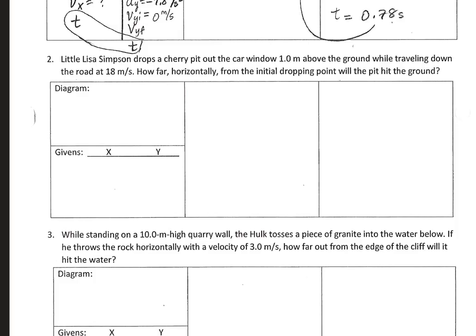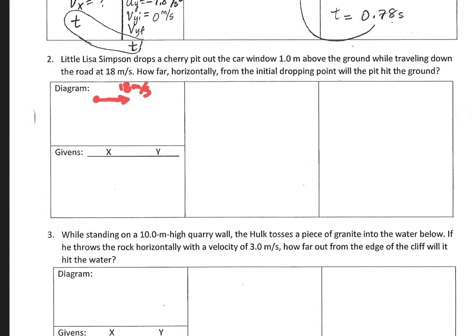We'll come back. Hey, Honors Physics, Mr. Hausman here. We're going to take a look at number 2 on page 6, horizontal projectiles. So we started this one the other day. What we're talking about here is we have a situation where a cherry pit is moving along at a horizontal speed of 18 meters per second.